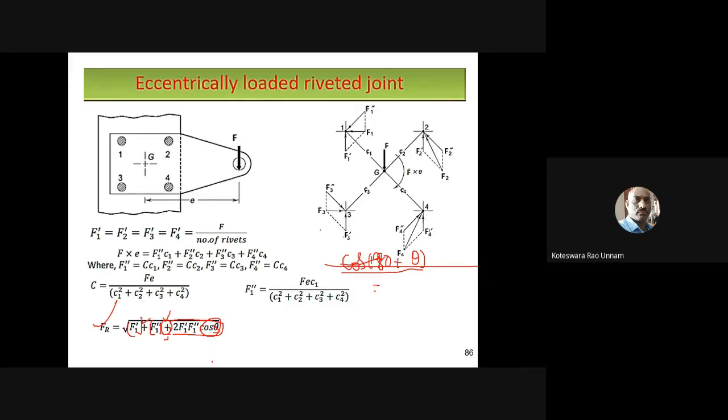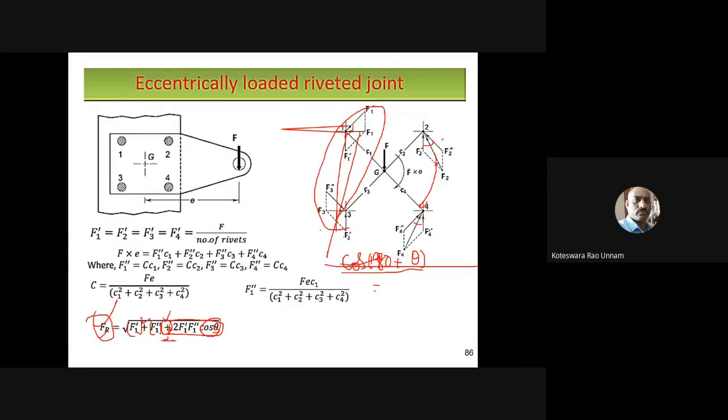In that case, it is going to be a negative quantity, meaning your resultant force is going to decrease. If it is plus, you will get a larger value. If it is minus, you will get a lesser value. So by looking at this diagram, directly you can say that the force in these two rivets is more than the force in these two. So I don't need to calculate the forces in these two, because obviously they are going to be less when compared to these two.